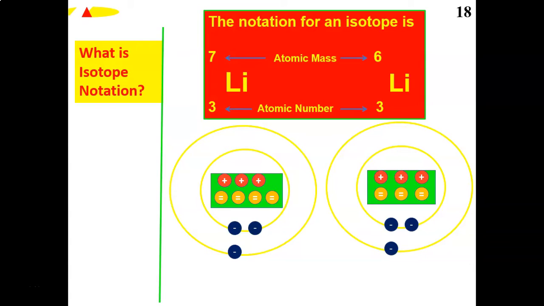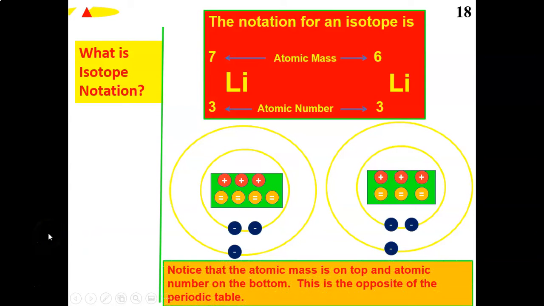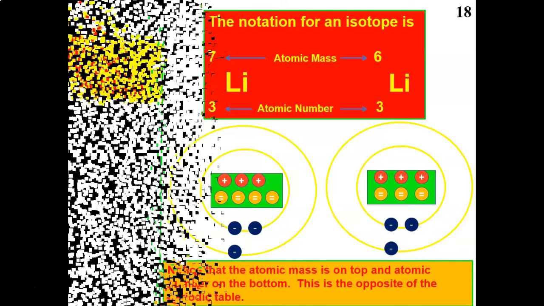So for a normal lithium atom, most lithium atoms have 4 neutrons. So 3 protons plus 4 neutrons is a total of 7 for the mass number. Occasionally you find a lithium, though, that only has 3 neutrons. So 3 protons plus 3 neutrons will give you a mass number of 6. So that's how you distinguish between 2 isotopes. So notice that the atomic mass is on the top, the atomic number is on the bottom, and that's the opposite of the periodic table, as we're going to see soon.